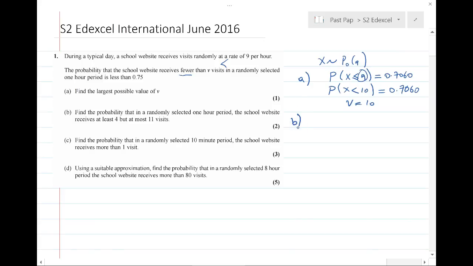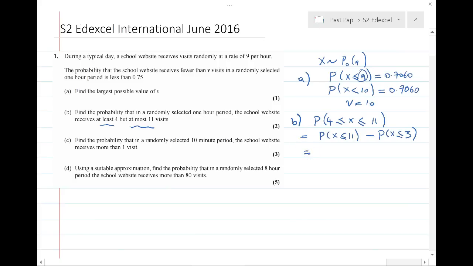Part B. Find the probability that in a randomly selected 1 hour period, the website receives at least 4, but at most 11. We're on slightly happier territory here. We've got to be careful with the inequality. It says at least 4, so that means greater than or equal to 4, it can be equal to 4, but at most 11, it can be equal to 11. Now, we can find the probability that X is less than or equal to 11, take away the probability that X is less than or equal to 3, so that we get the relevant probability. You've got to be very careful with this type of thing. If we take away this number here, we're effectively taking away the values 0, 1, 2, and 3. That gives us the required probability.